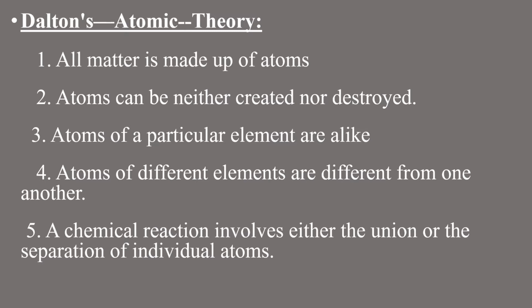Second statement is atoms can neither be created nor destroyed. They remain unchanged all the time. Third point is atoms of a particular element are alike in size, in mass, in chemical and physical properties. Fourth point is atoms of different elements are different from one another. They have different sizes, different masses, and different properties or behaviors. Fifth point is a chemical reaction involves either the union or the separation of individual atoms.